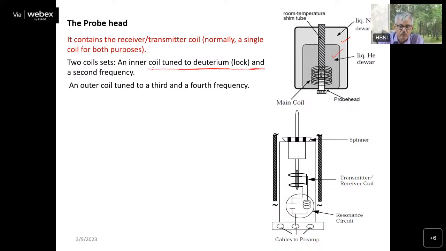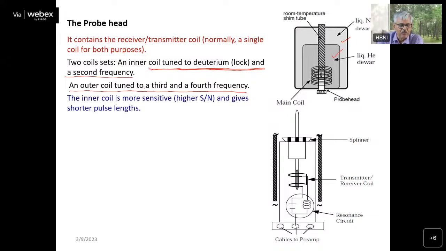We'll speak more on this. The inner coil will be tuned to the deuterium lock and a second frequency, which will be used depending on what type of nuclei you would like to detect. And then you will have an outer coil that can be tuned to a third and fourth frequency. Like when you record a carbon-13 proton decoupled spectrum, the proton frequency is tuned in the outer coil. The inner coil is more sensitive, meaning it has a higher signal-to-noise ratio and gives a very short pulse length.